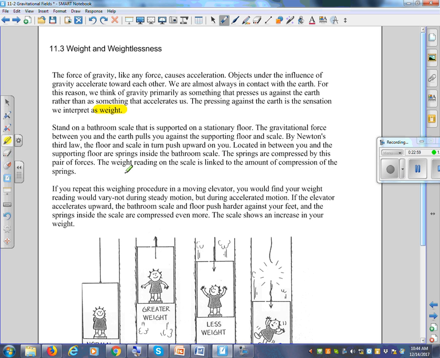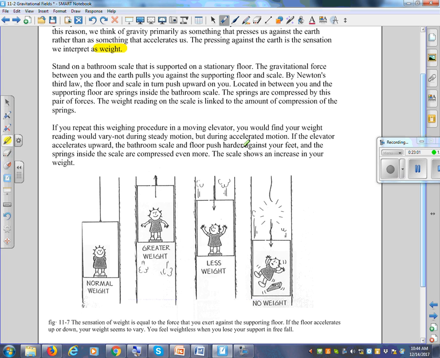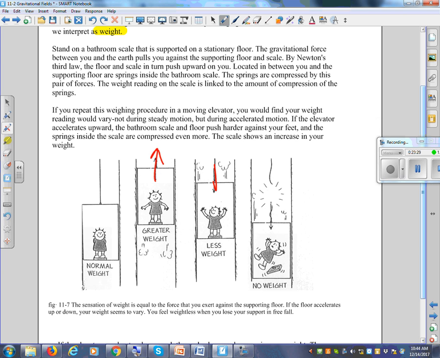Now, if you repeat this weighing procedure in a moving elevator, you'll find your weight reading would vary, not during steady motion or constant speed, but during accelerated motion. If the elevator accelerates upward, the bathroom scale and floor push harder against your feet, and the springs inside the scale are compressed even more. So you have a greater weight here when you are accelerating up. You can see that by the cartoon clouds. Right? If you slow down as you get to the top, you have less weight because you're slowing down.